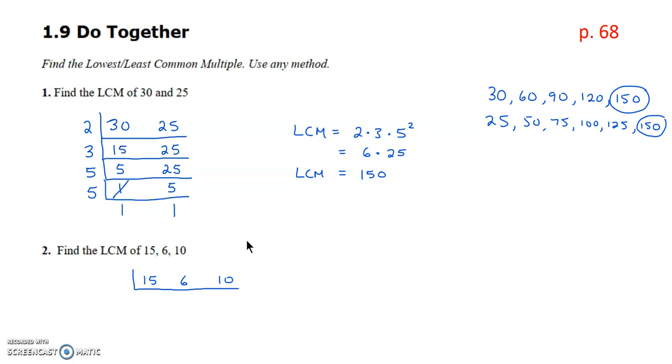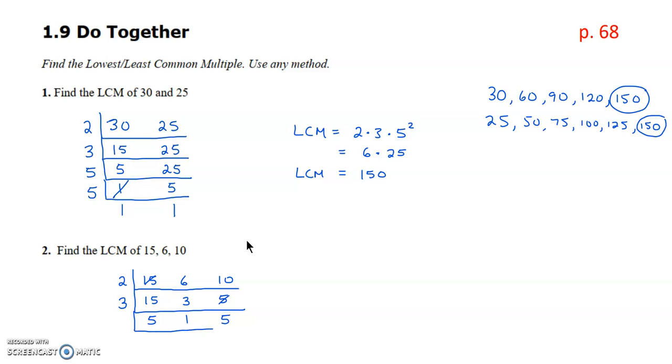So I'm going to go ahead now and I'm going to divide by 2. Can't divide 15 by 2, but I can divide 6 by 2 and 10 by 2. For my next row, none of these numbers are divisible by 2, but they can be divided by 3. 15 divided by 3 is 5. 3 divided by 3 is 1. 5 you can't, so you just bring it down.